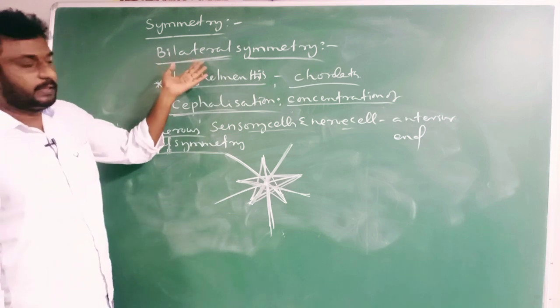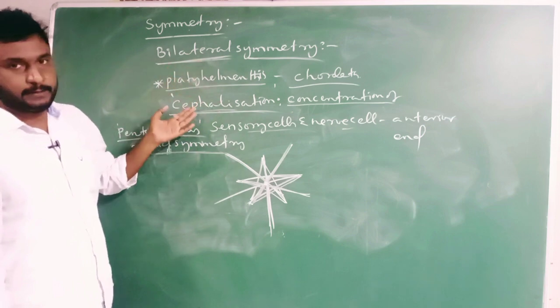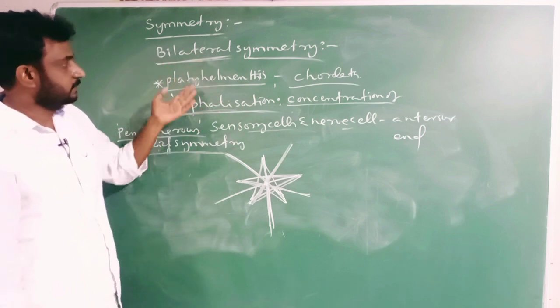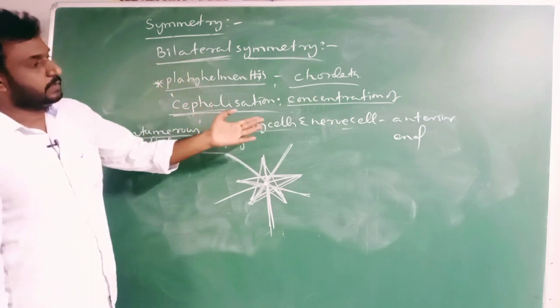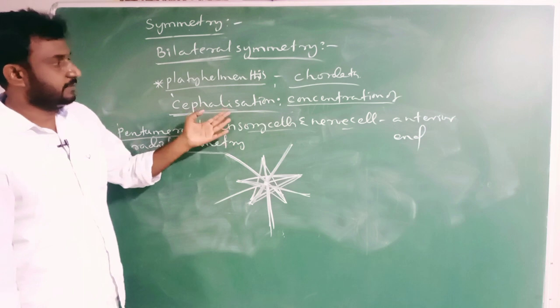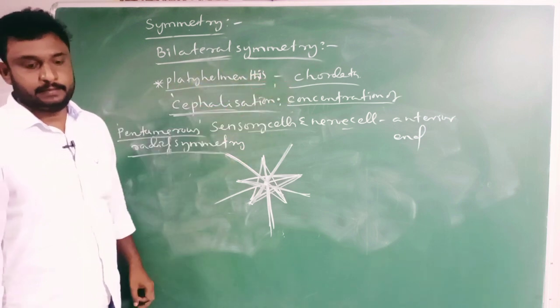In bilateral symmetry, the body can be cut into 2 identical halves through only one plane, which is called the mid-sagittal plane. And cephalization is a feature of bilaterally symmetrical animals. Concentration of sensory cells and nerve cells at the anterior end of the body is called cephalization. Example: Platyhelminthes to Chordata. Symmetry.